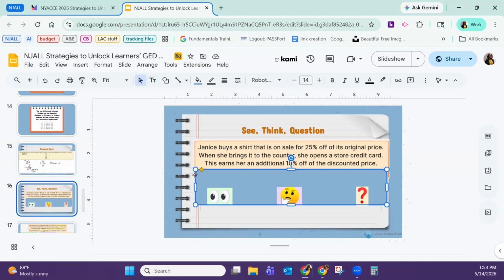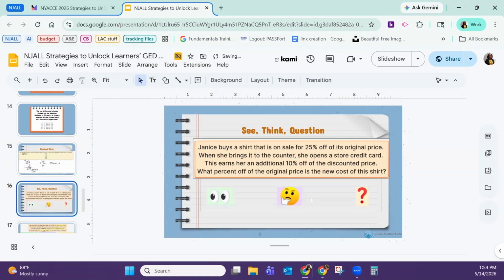I'm just going to delete it. What percent off the original price is the new cost of the shirt? That's the reason I slow reveal this. You don't have to slow reveal a see-think question. You can just give them the whole problem, but that's the reason, because this is a classic percentage problem that 98% of my students would get wrong, because they would add 25% and 10% together, say it's 35% off, and go, booyaka. And I'm like, okay, right?